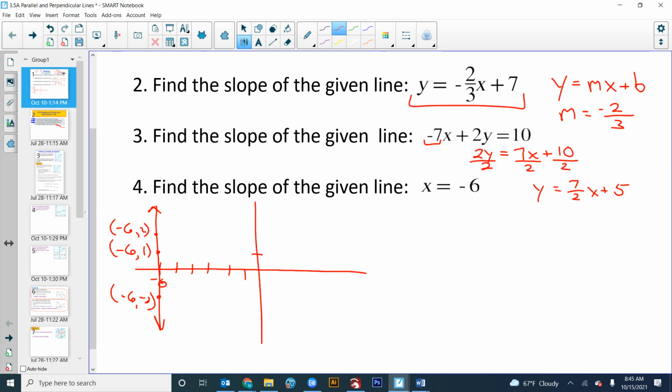If it's like this, though, if it's tilted, it has a slope. If it has a slope, we need to write it in slope-intercept form. All right, that's your review.